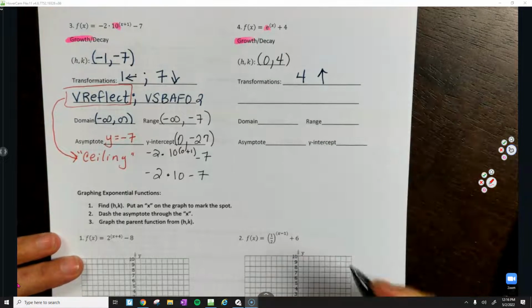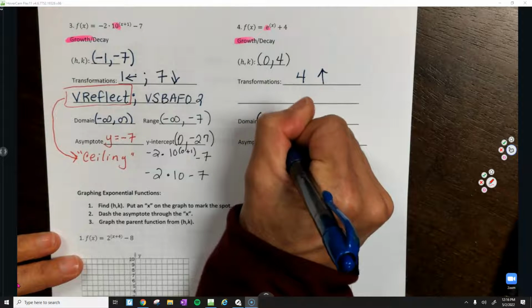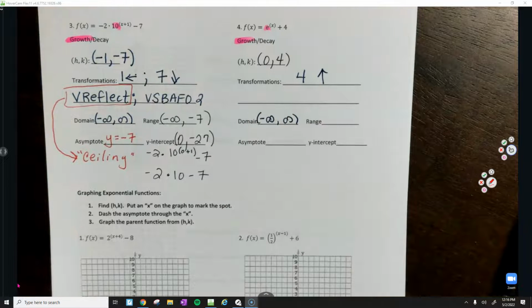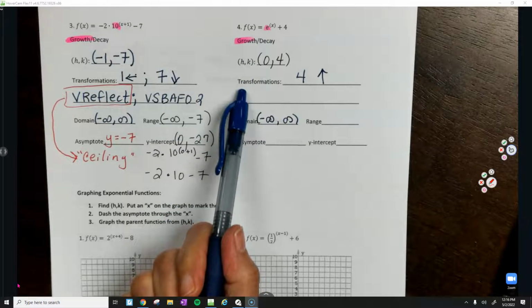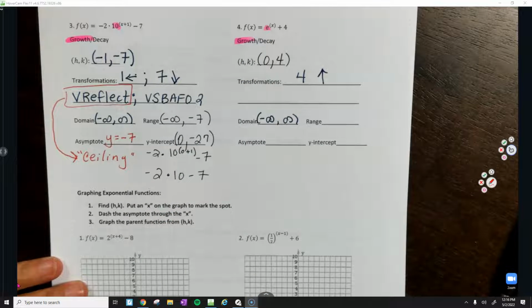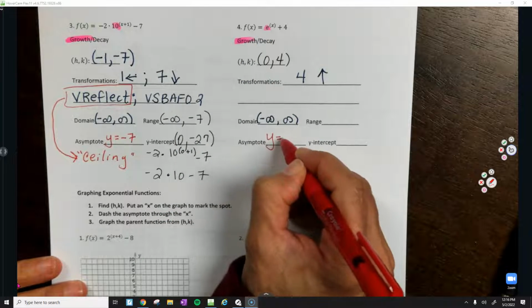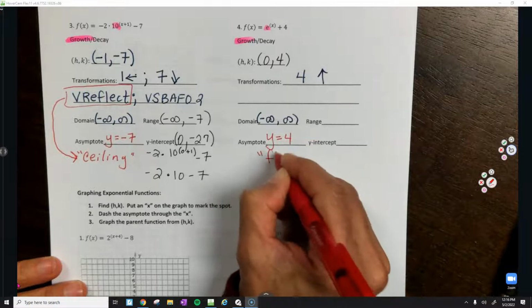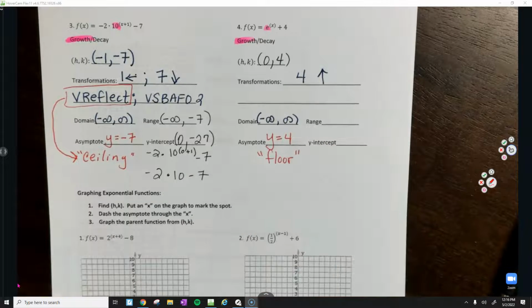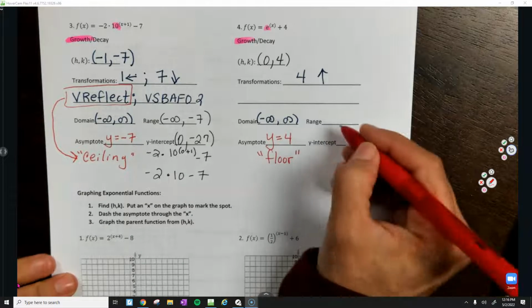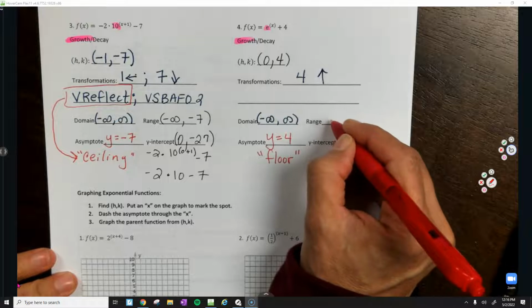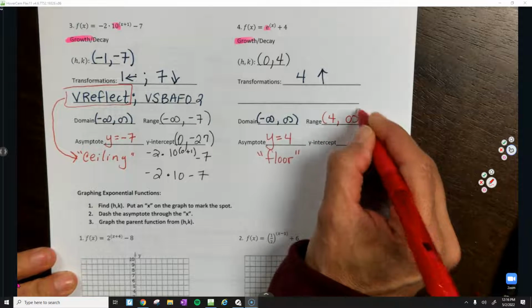That's it. Your domain is still negative to positive infinity like it always is. Never going to change. And guys, we don't have a vertical reflection. So my asymptote of y equals 4 behaves like a normal floor. So the range is going to start at that 4, and then it goes up forever.